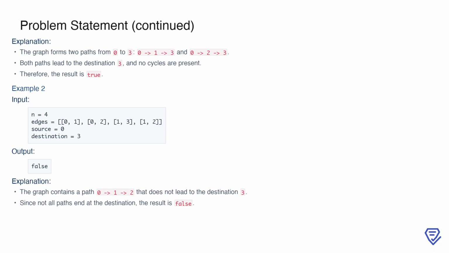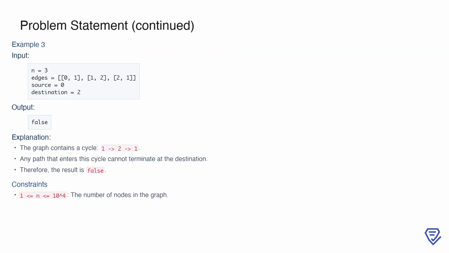Now consider example 2, where the graph has a different set of edges. Here, there is a path 0-1-2 that does not lead to the destination node 3. Because not all paths from the source end at the destination, the result is false. This highlights the importance of ensuring that every single path from the source conforms to the problem's requirements.